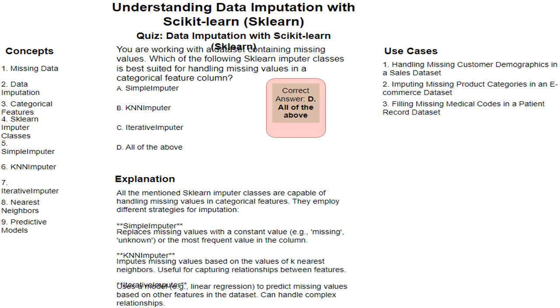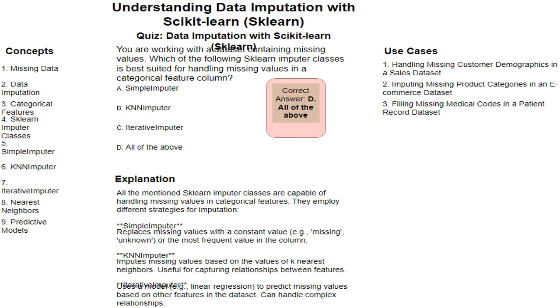Missing data refers to the absence of values in a dataset, which can occur due to various reasons like data entry errors, faulty equipment, or intentional omissions. In a medical database, missing patient information like blood pressure or medication history might be encountered. In an e-commerce dataset, missing product reviews or customer purchase history could be common.